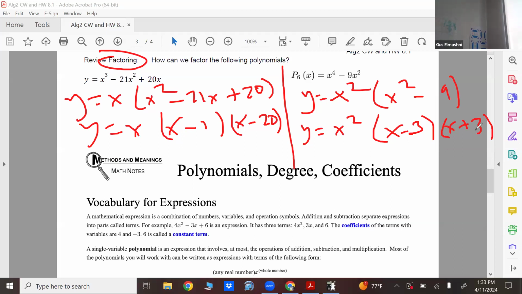And you can use FOIL to check to make sure you did it right. If I FOIL x times 2x plus 3, I'll get back to x squared minus 9. So you should always get back to the same thing. This is helpful because now I can find the x-intercepts, right?